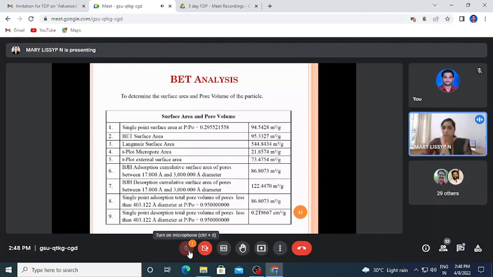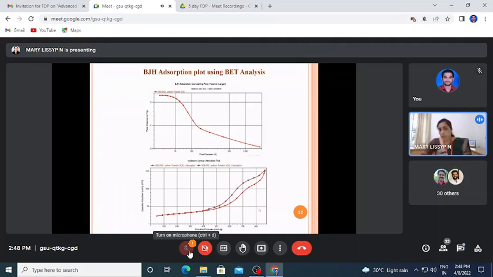This is mainly done to find the surface area and pore volume of the particle. From this, we will not get the particle size, but the pore size will be obtained, and so many other data like surface area and pore volume, you can see here. All these data will be obtained if you are doing this BET analysis.